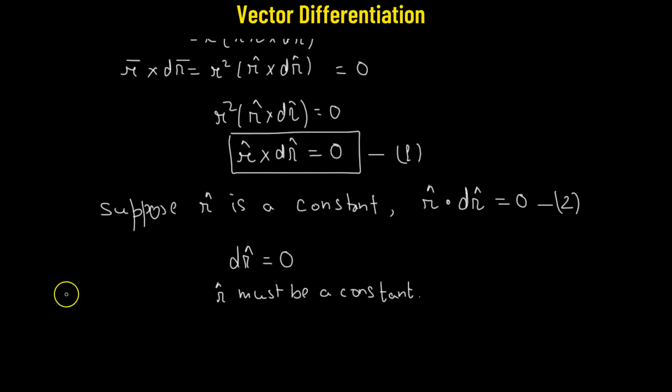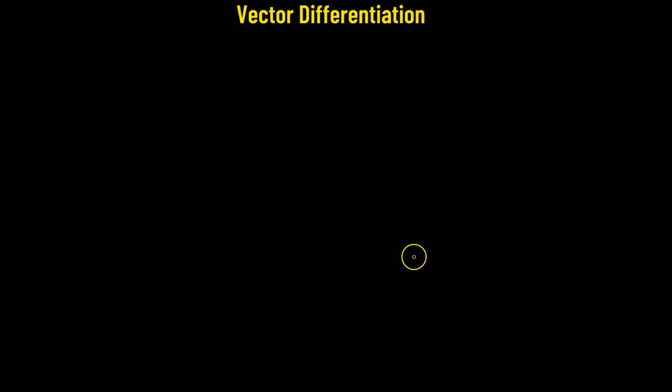So we have shown that when r vector crossed with its differential dr vector is equal to 0, this implies that r cap must be a constant. Okay. So this proves the question. However, there is an alternative way. If you are not satisfied with this particular way, let's try that out as well. So we will suppose that r vector r is defined by x i cap plus y j cap plus z k cap.